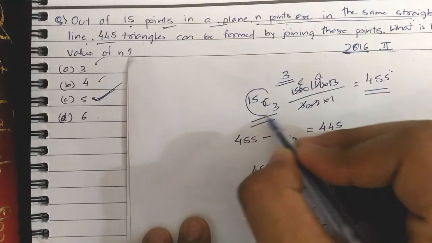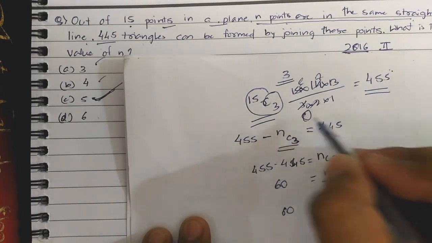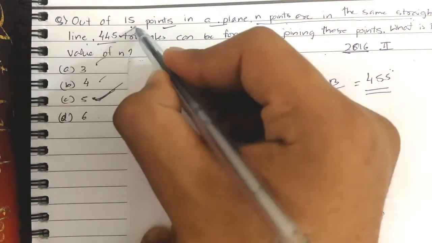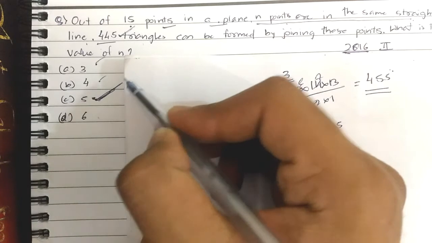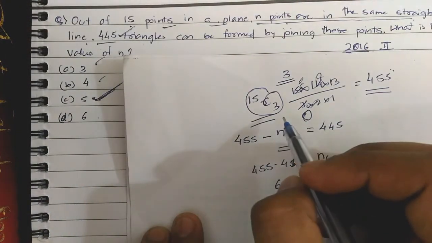So in 15 points, when 5 points are on the same straight line, then we'll be able to form 445 triangles. So that's the answer, option 5. This was a question from Permutations and Combinations.